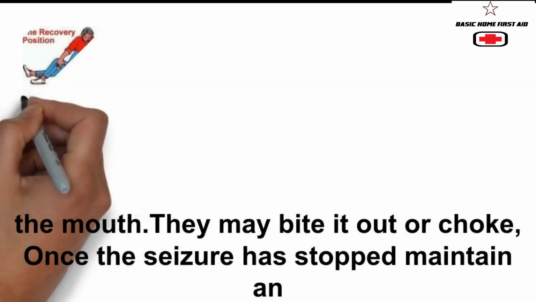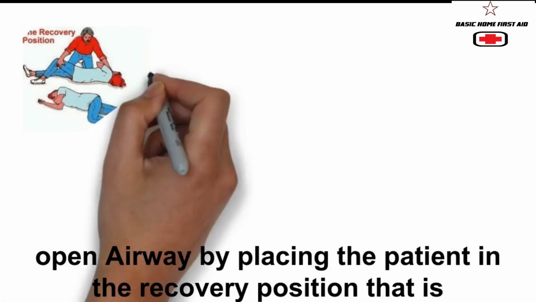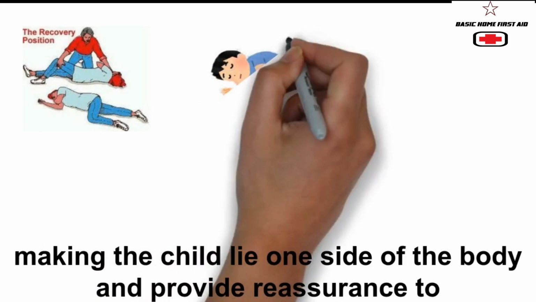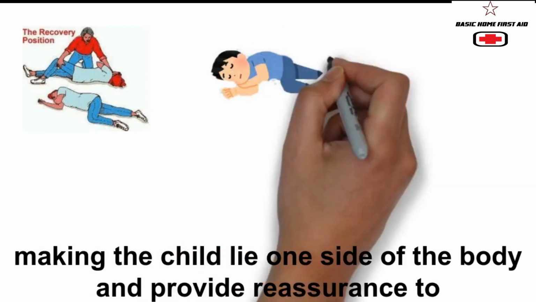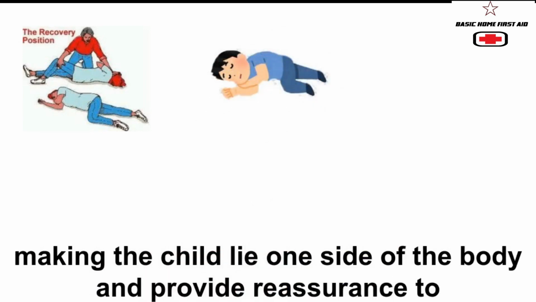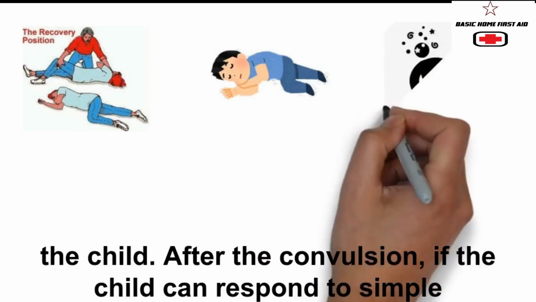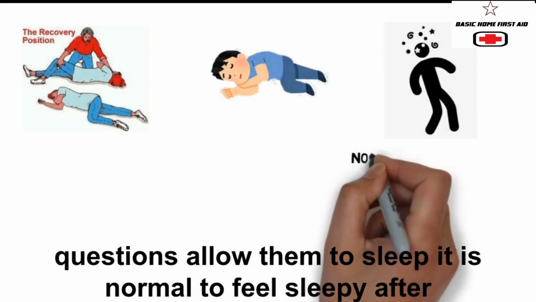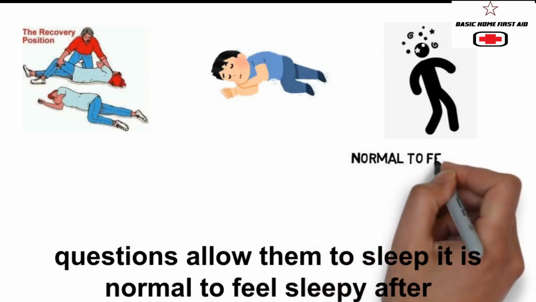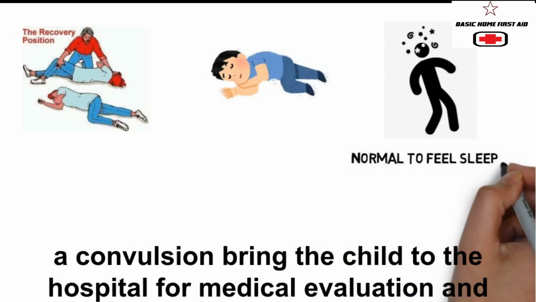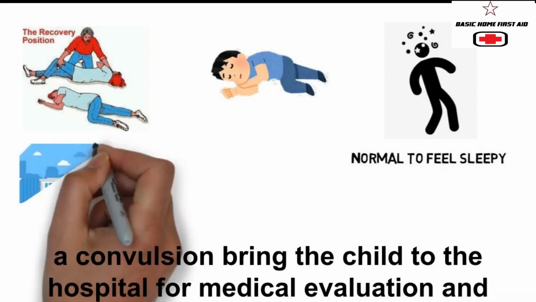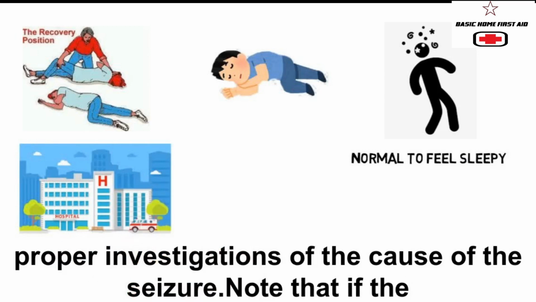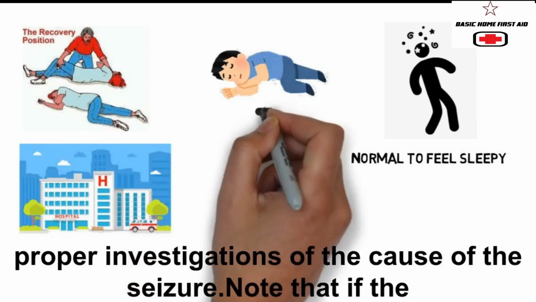Once the seizure has stopped, maintain an open airway by placing the patient in the recovery position, that is, making the child lie on one side of the body, and provide reassurance to the child. After the convulsion, if the child can respond to simple questions, allow them to sleep. It is normal to feel sleepy after a convulsion. Bring the child to the hospital for medical evaluation and proper investigations of the cause of the seizure.